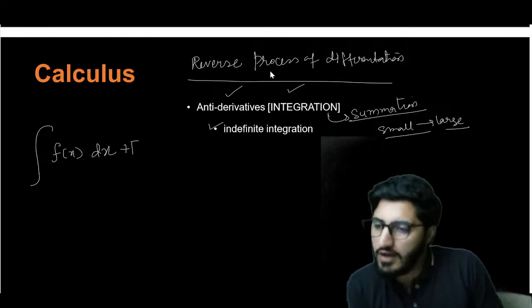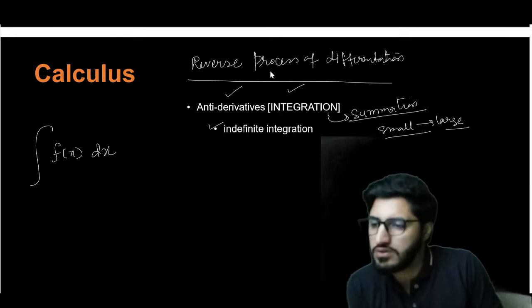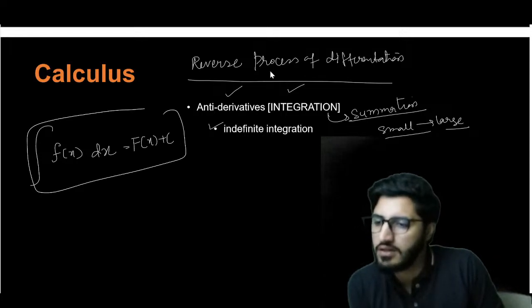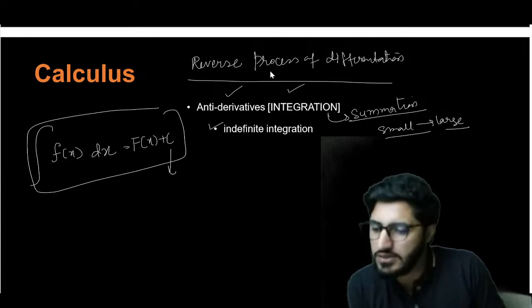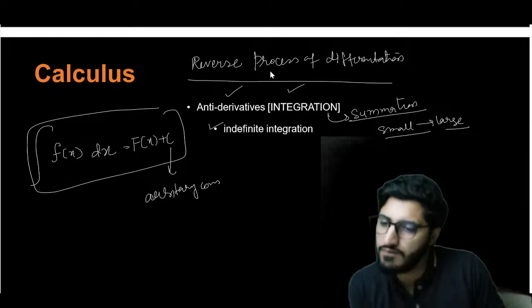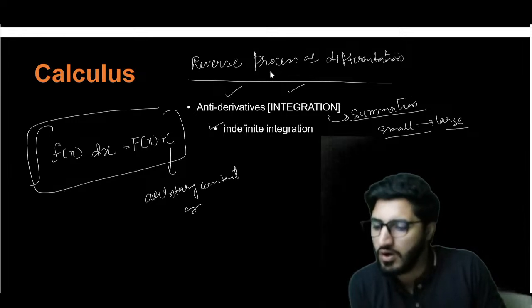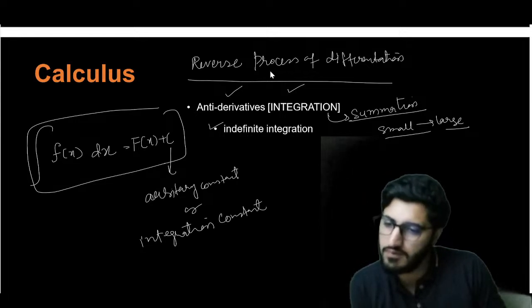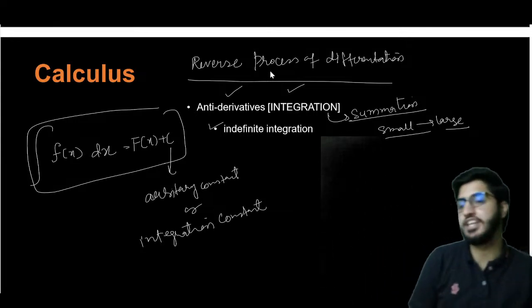So I can write f of x is equal to F of x plus c. Now what is the c? C is known as the arbitrary constant, also known as the integration constant.